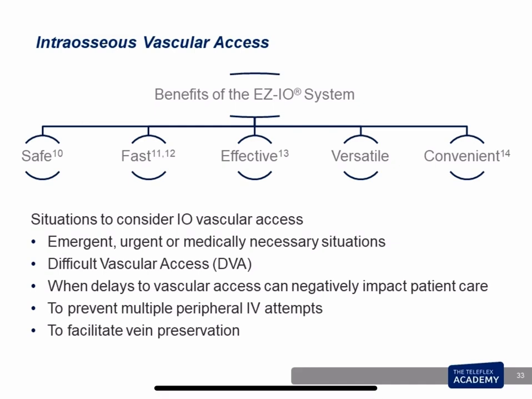There are a lot of situations where we're trying over and over to get IV access in difficult vascular access patients. There are a lot of delays to vascular access that can negatively impact patient care. And one of those is sepsis. So delaying antibiotics in the setting of sepsis, delaying blood product delivery in a trauma patient, these all have negative impacts on patient outcomes. Not to mention the damage we're causing to patients' vasculature with peripheral IV attempts over and over. And this is especially important in the renal population.